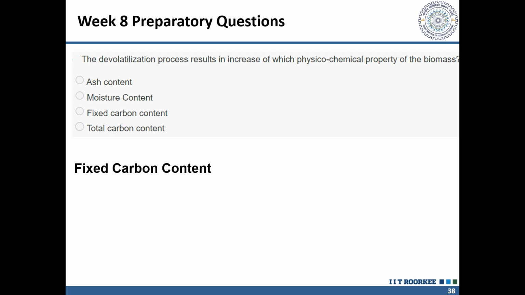Now, let's move on to the second question. The devolatilization process results in which of the physiochemical properties of the biomass? First of all, what is devolatilization? If you look at the word, it means to remove the volatile compounds. Removing these volatile compounds is known as devolatilization. What will it affect in the physiochemical properties of biomass?